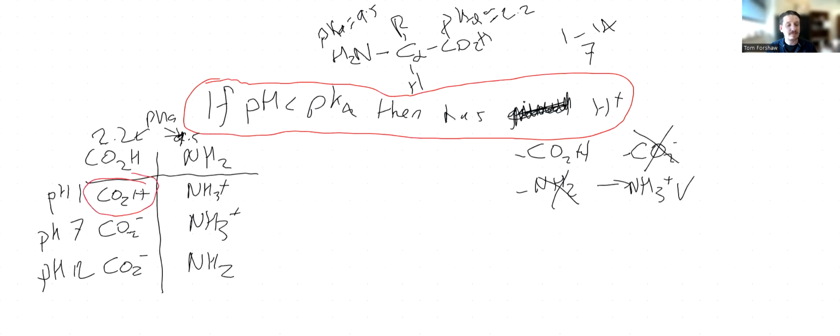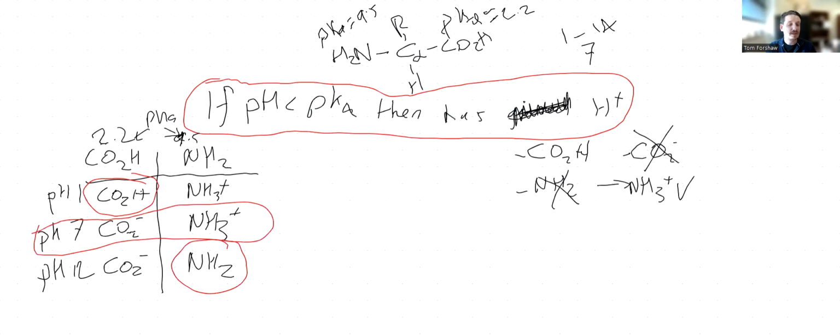Not the same for this one. And at pH 12, this one will not be able to gain a proton because 12 is greater than 9.5. And then at pH 7, they both are. So that's all you have to remember.